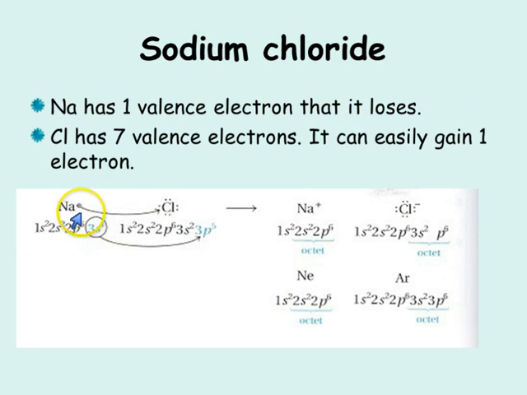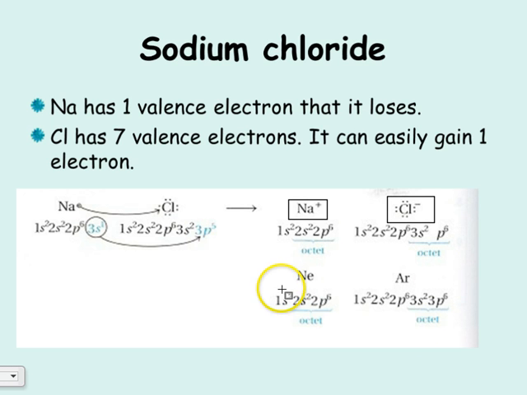Look closely, we have sodium. It has one valence electron, and it loses one, and so chlorine picks up that electron. Sodium loses that electron, chlorine picks it up. Here we see it loses the 3s1, chlorine picks it up, and 3p5 becomes 3p6. So we have a positive ion here and a negative ion.